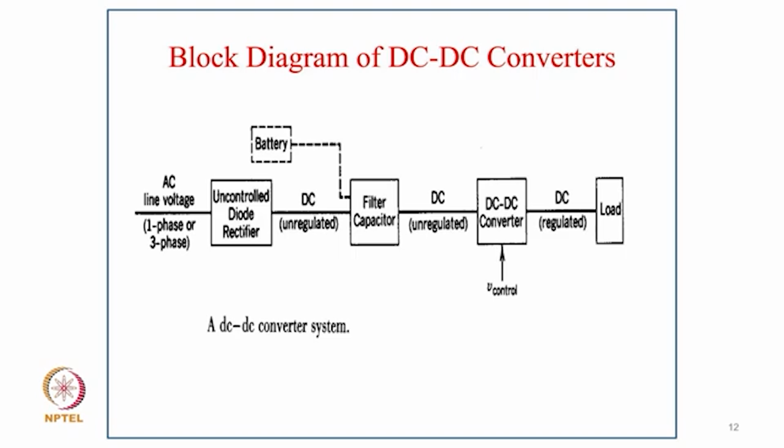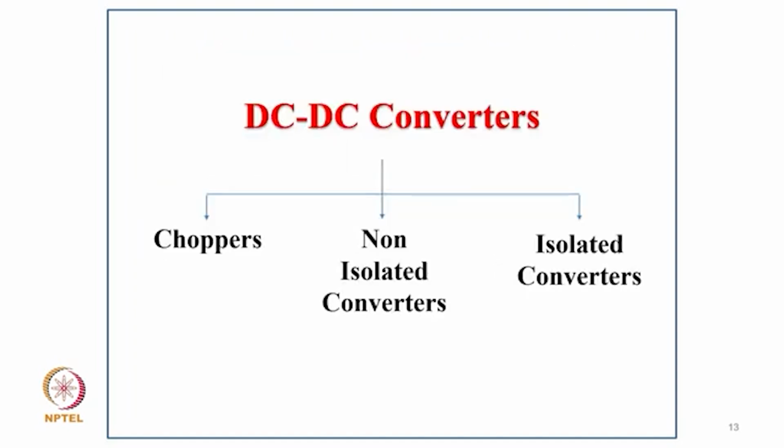So this is the basic building block diagram we look at for switch mode power supply. We have an input supply, single phase or three phase depending upon the power rating. Then we normally use an uncontrolled rectifier, and then we have the DC link, sometimes with battery backup, and then typically unregulated DC after the filter capacitor. Then we have a DC-DC converter, maybe isolated or non-isolated, usually an isolated DC-DC converter with power control, and the regulated output voltage is supplied to the load.